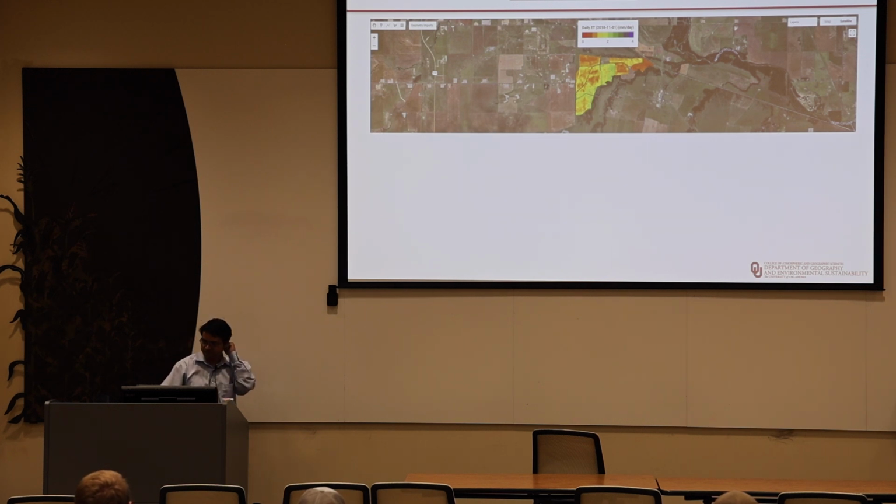We have a funded project from USGS where we're mapping winter wheat ET, and not just winter wheat, but also other crops as well. So these are the winter wheat farm sites there, and also in Texas as well. And we're using Google Earth Engine.